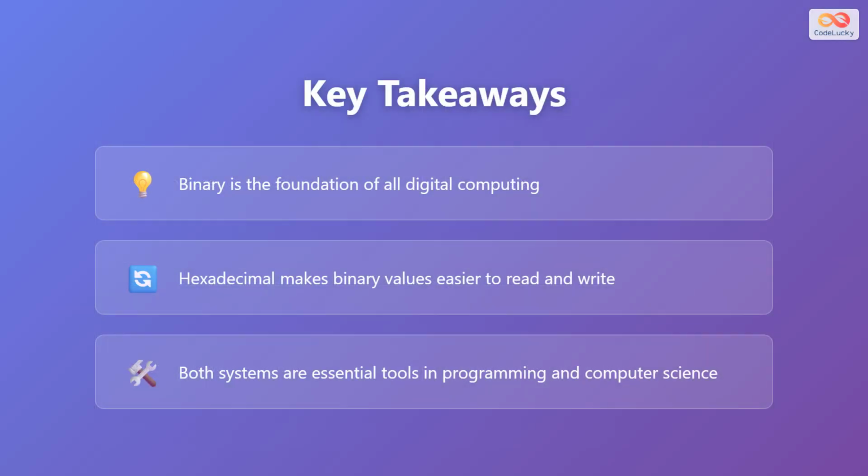Let's recap the key points. Binary is the foundation of all digital computing because it directly corresponds to how electronic circuits work. Hexadecimal makes binary values easier to read and write by providing a compact representation. Both binary and hexadecimal are essential tools in programming and computer science, used daily by developers, system administrators, and engineers. Understanding these number systems gives you insight into how computers truly operate at the hardware level.